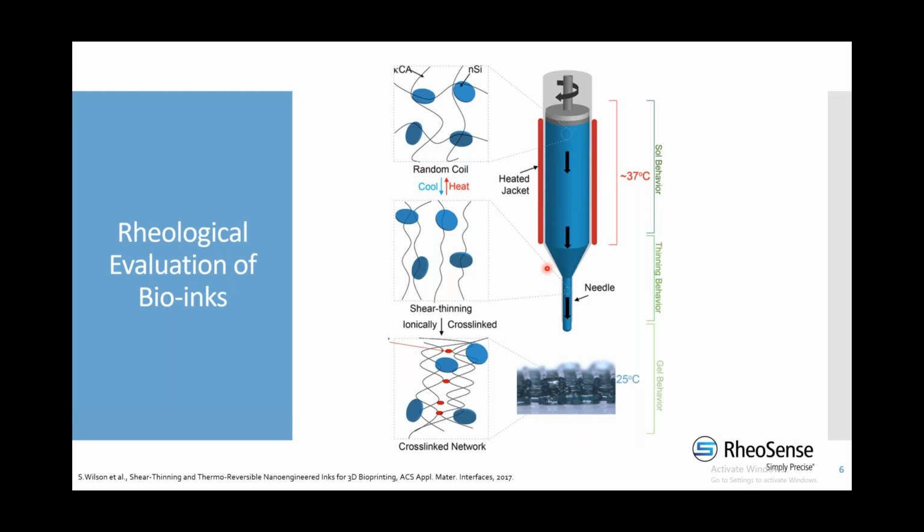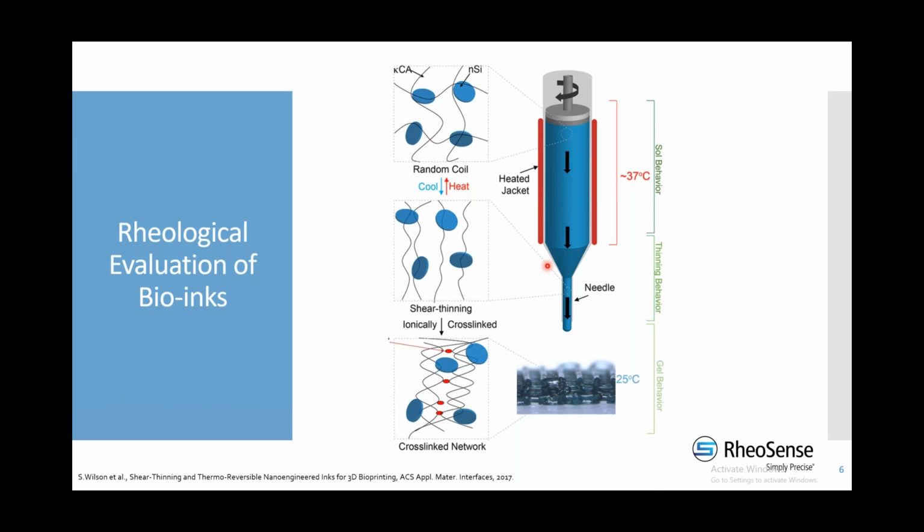Now let's take a look at the importance of rheological evaluation of bioinks. Basically, to achieve high printing resolution, shape fidelity, and high cell viability, a bioink with desirable rheological properties is required. And all of these, I mean printability, resolution, and cell viability, are directly impacted by the viscosity of the ink.